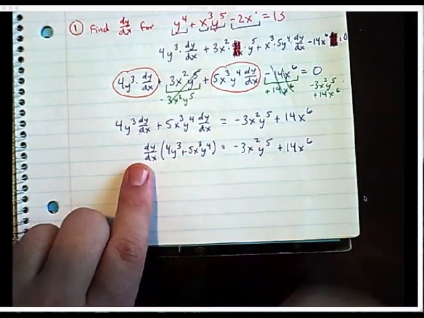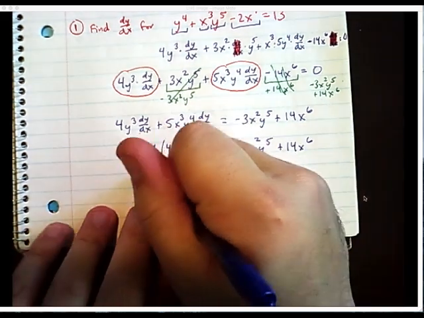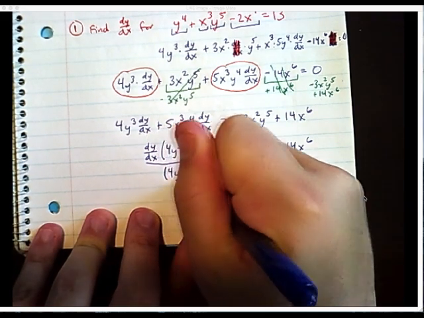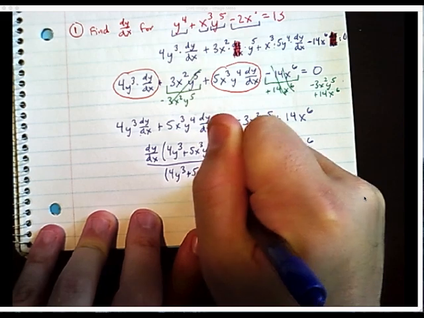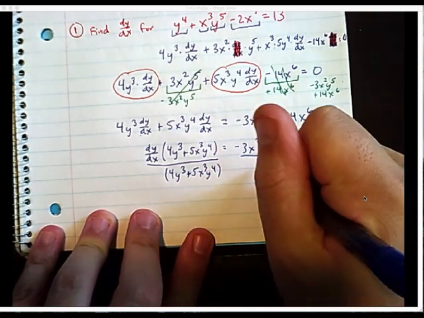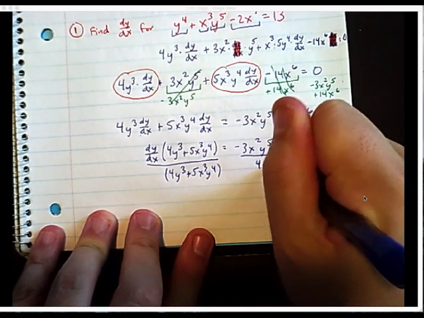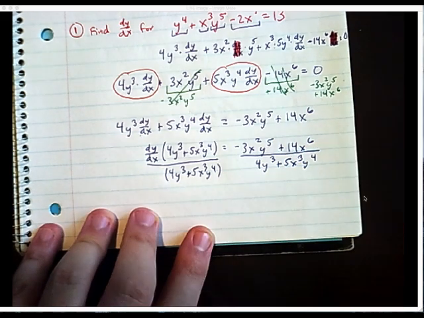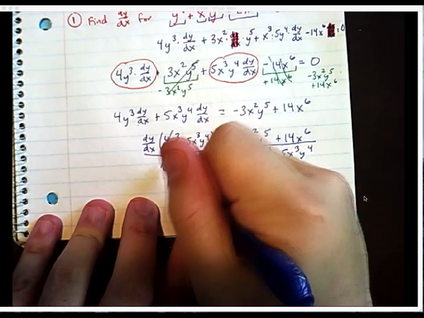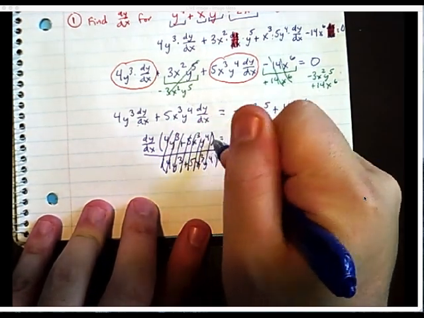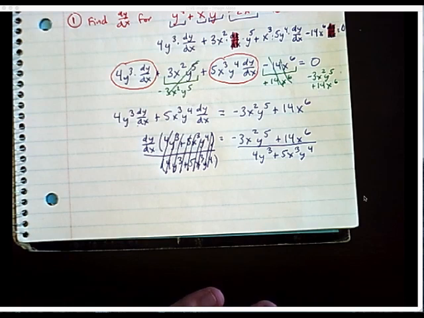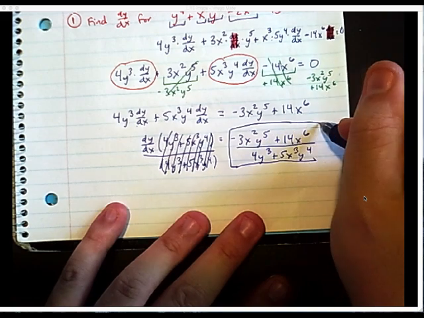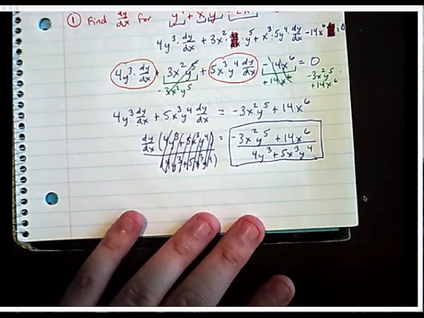Now the goal is to get dy over dx by itself. So I need to divide by that parenthesis. So if I do it on one side, I have to do it on the other side. 4y cubed plus 5x cubed y to the fourth. So this right here is actually the derivative. And that right there is the derivative.